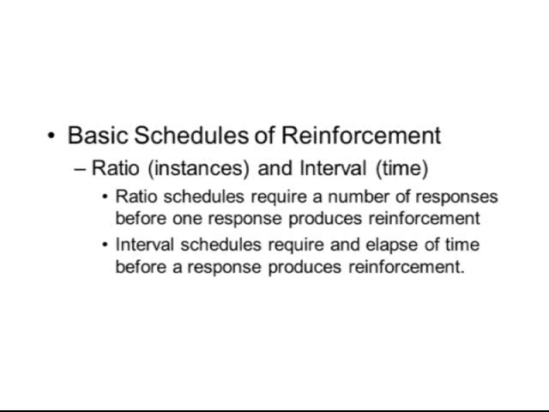We can divide them into two basic types. Ratio schedules have to do with reinforcing a number of behaviors, like reinforcing a student for doing every 5 math problems, he gets a point. Interval schedules have to do with reinforcing a behavior after a certain period of time has occurred. So if we are reinforcing a student for reading every 3 minutes, that's an interval schedule. It's based on time.